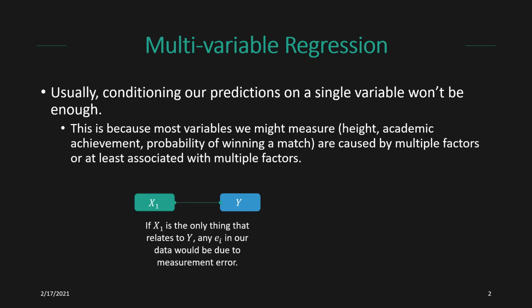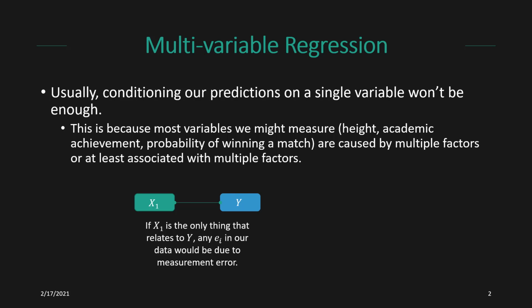Although we're going to focus on categorical variables later on, it's going to be really useful to start with some continuous variables and think about some of the problems that arise when we have multiple continuous variables in the same regression model. We're usually going to have multiple variables in our regression model because often conditioning our predictions on a single variable is not going to be enough.